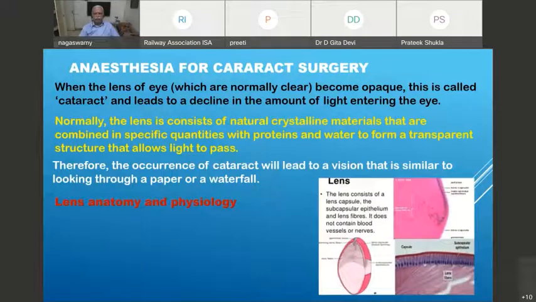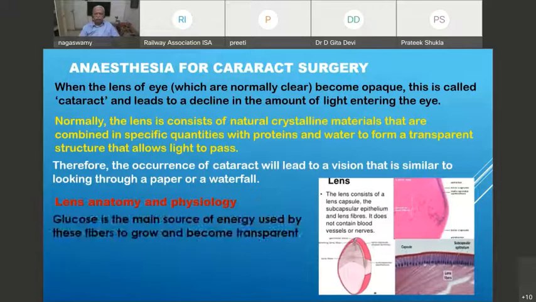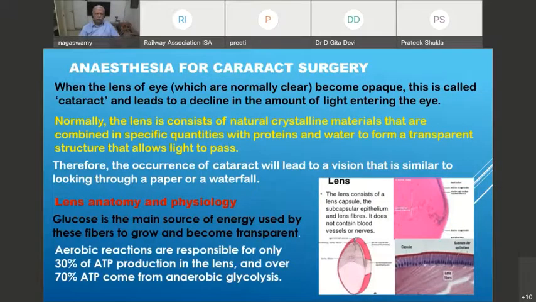Okay. So what is the lens anatomy and physiology? So the lens consists of a lens capsule, subcapsular epithelium, and lens fibers. It does not contain blood vessels or nerves. So this is the histology. Glucose is the main source of energy used by these fibers to grow and become transparent. Aerobic reactions are responsible for only 30% of ATP production in the lens and over 70% comes from anaerobic glycolysis.